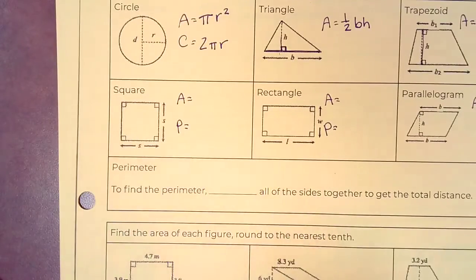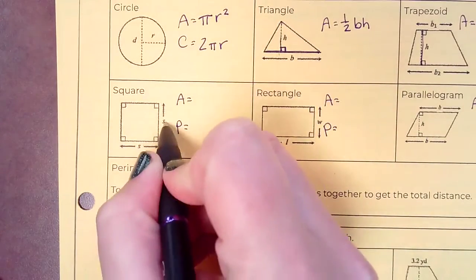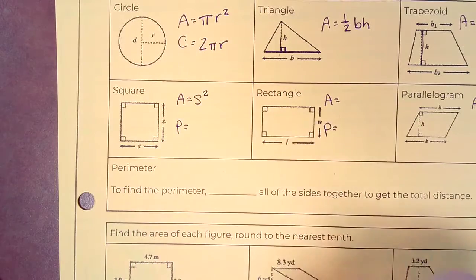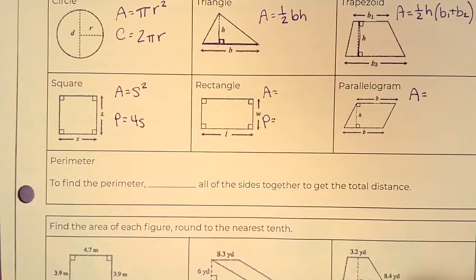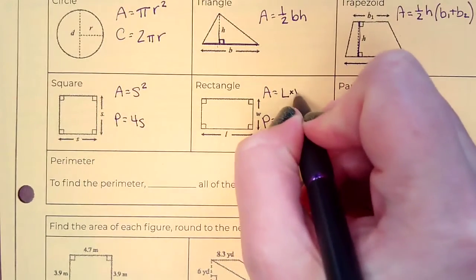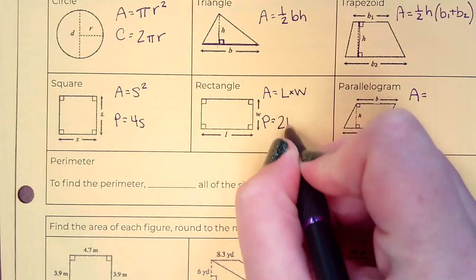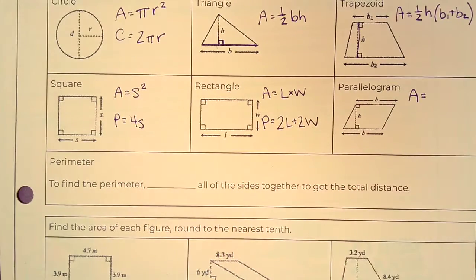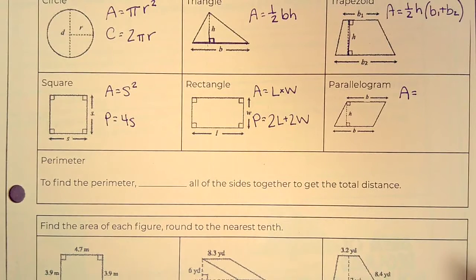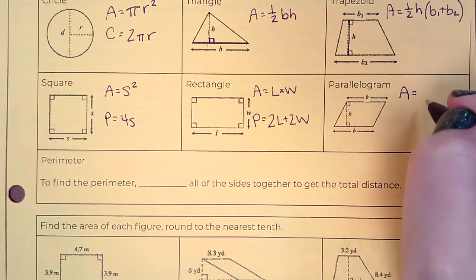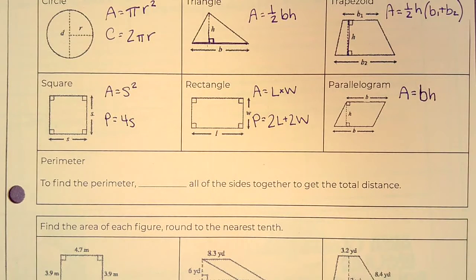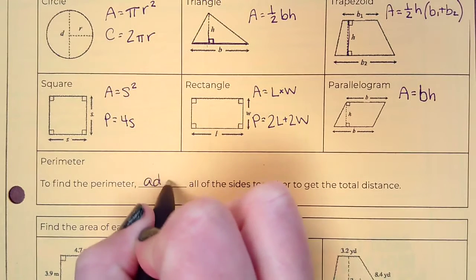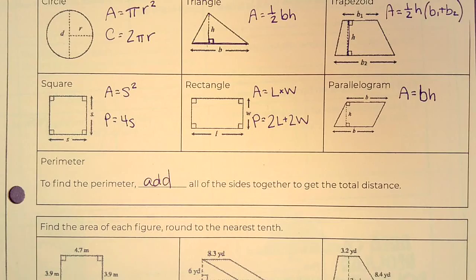A square, all the sides are the same. So for area, I would do side times side, which would be side squared. For perimeter, it'd be adding up all four sides, so 4s. Rectangle, area is length times width. Perimeter would be 2 of the lengths plus 2 of the widths. And lastly, area of a parallelogram would be base times height. To find the perimeter of another figure, add all of the sides together to find the total distance.